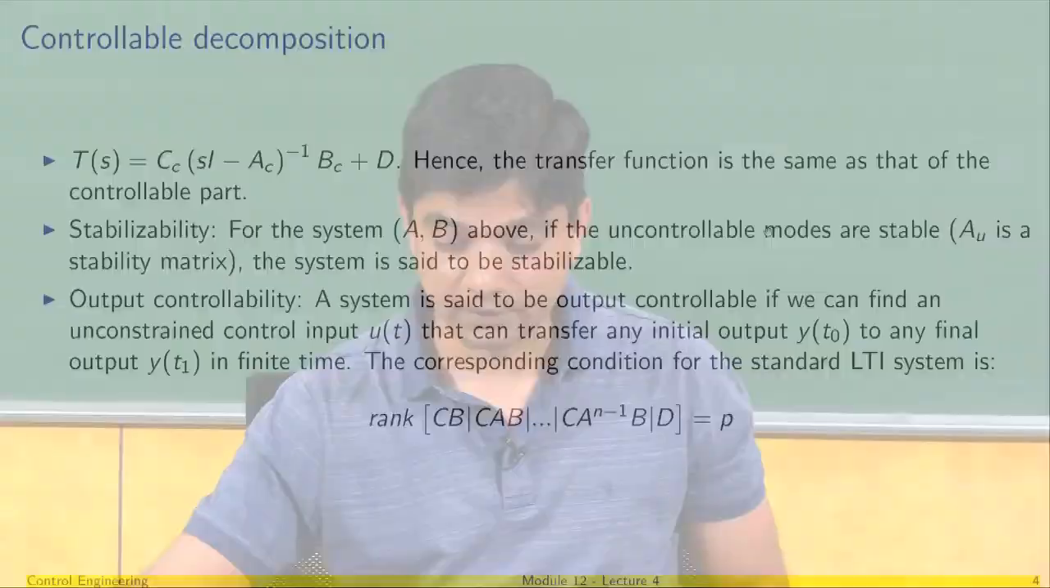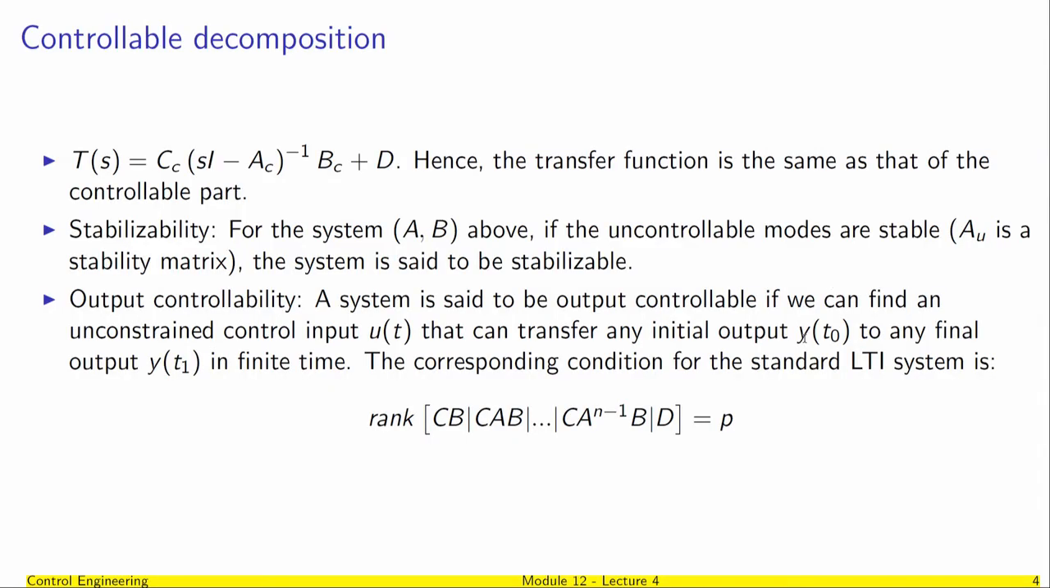So, the definition translates to: can I transfer the output with some initial value y at t naught to some value y at t1 in finite time, with application of some control? Again, I will leave it for you to derive that the corresponding rank condition would be in terms of the output matrix also: CB, CAB, ..., CA^(n-1)B, and D should have rank p, where p is the number of outputs here.